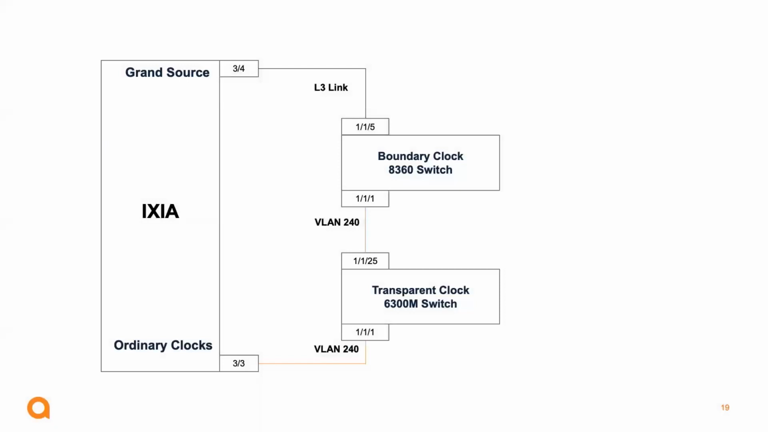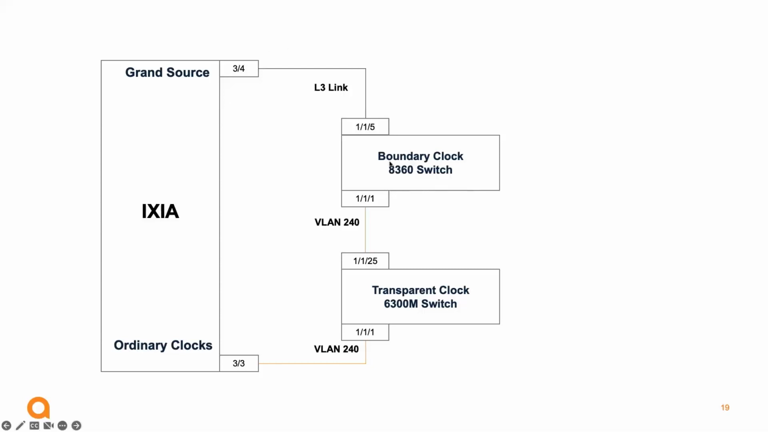So now a short demo. The configuration we have for the demo is, again, very simple because peer-to-peer delay is only slightly different in the configuration and the deployment from the mechanisms that we have been looking at before. So this is just a slight difference. So we have one port here as the grand source connected to a boundary clock that in this case is an 8360 switch. And then that is a layer 3 link between the two.